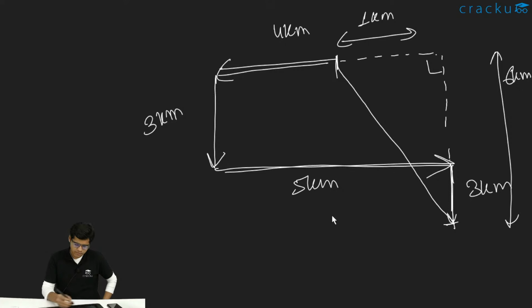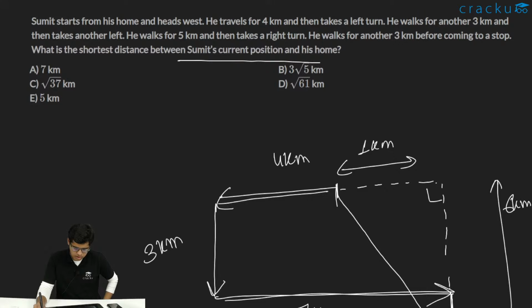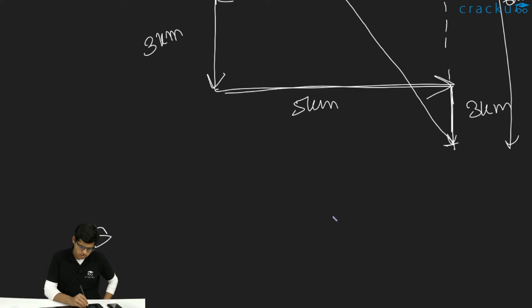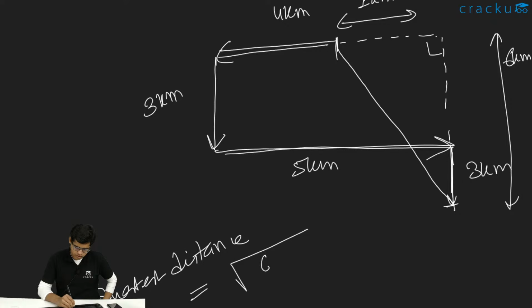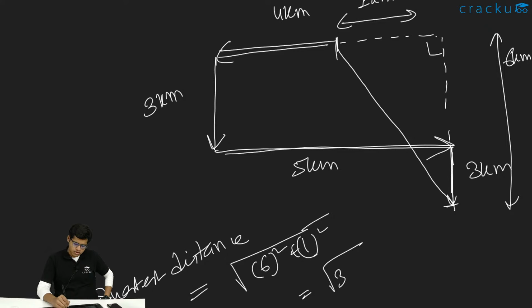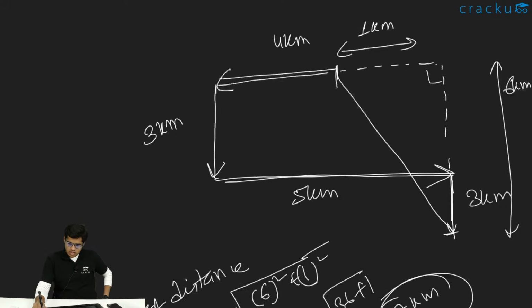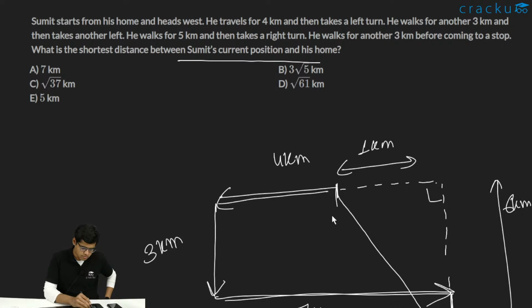So I can say that the shortest distance is equal to root over of 6 square plus 1 square, right? Hypotenuse equals root of height square plus base square. So it is 36 plus 1, it is root 37 kilometers. So the correct answer is option C, root 37 kilometer.